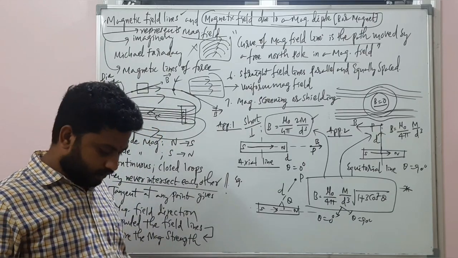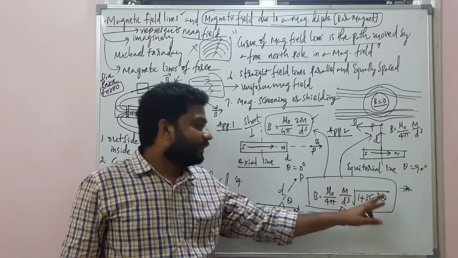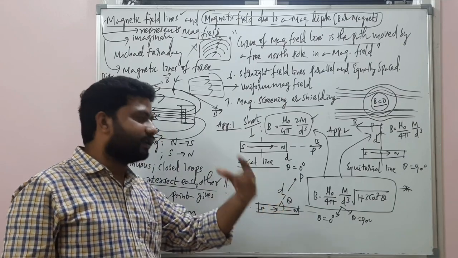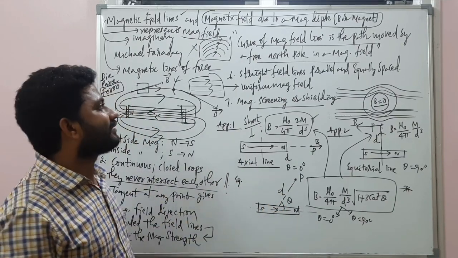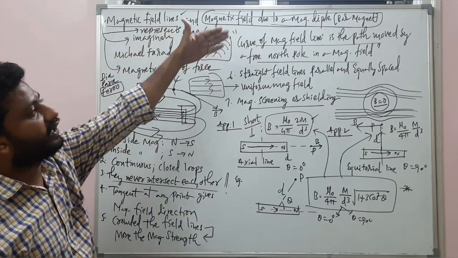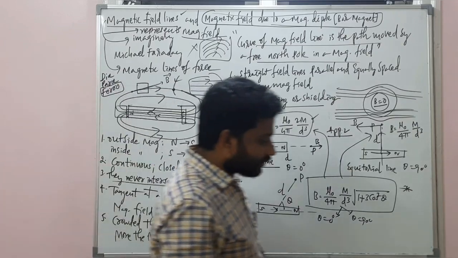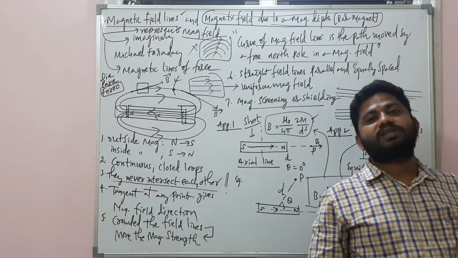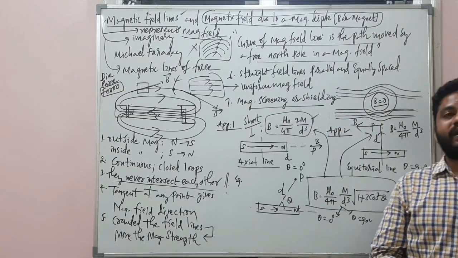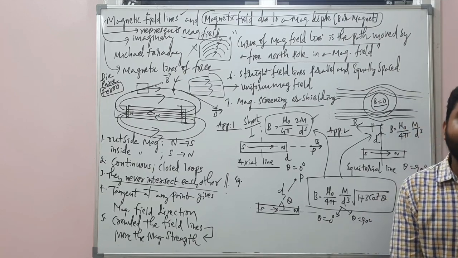Once again I am telling you, m is the magnetic moment, and theta is the angle between the position vector and the magnetic moment. Okay, so this is the detailed analysis related to the magnetic field lines and the magnetic field due to a bar magnet or a magnetic dipole. Clear? In the next session we will be discussing the potential energy of a magnetic dipole and the torque experienced by a magnetic dipole when it is kept in an external magnetic field. Okay, all the very best.